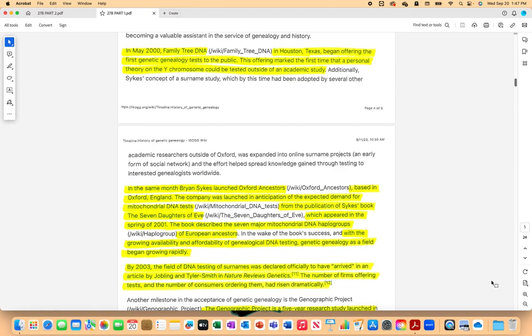In the same month, Brian Sykes launched Oxford Ancestors, based in Oxford, England. The company was launched in anticipation of the expected demand for mitochondrial DNA tests from the publication of Sykes' book, The Seven Daughters of Eve, which appeared in the spring of 2001. The book described the seven major mitochondrial DNA haplogroups of European ancestors. With the growing availability and affordability of genealogical DNA testing, genetic genealogy as a field began growing rapidly.